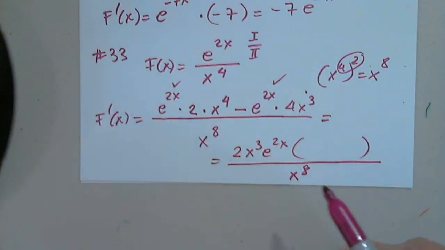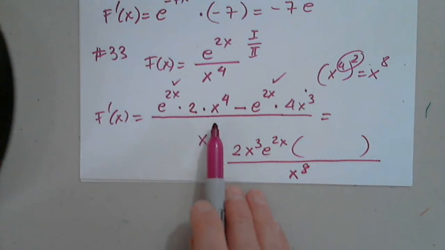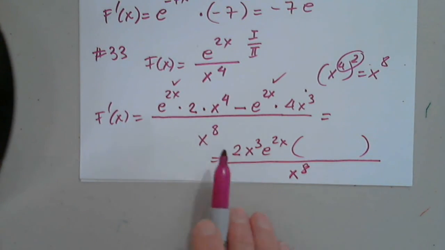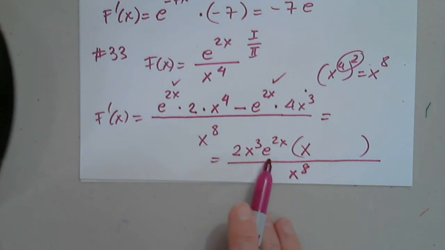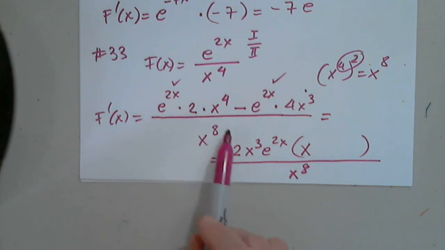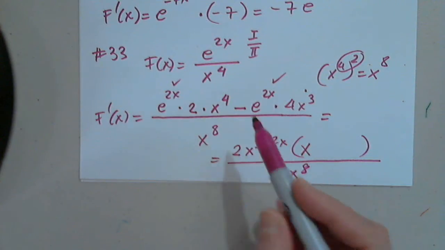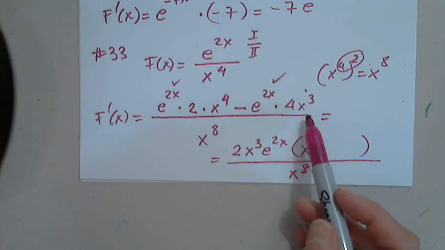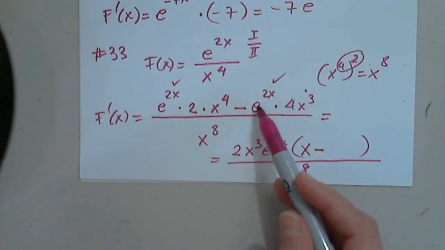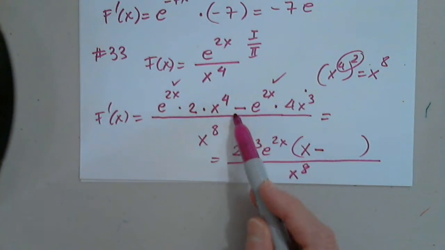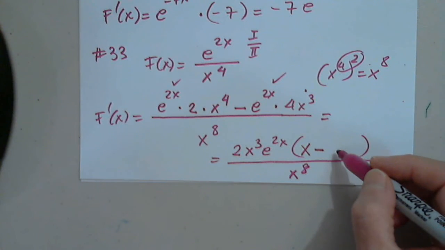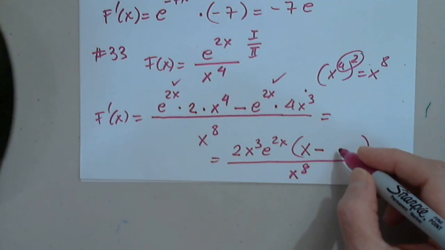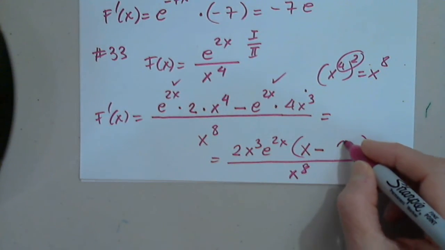So let's see what happens. 2 is out, x cubed is out, but there is an x left, and e to 2x is out. So from this very first term, only x is left. Then I'm here, minus. x to the third is out, e to 2x is out, and I have negative 4, but I have only pulled out a 2. So what is left here? A 2. Very good.